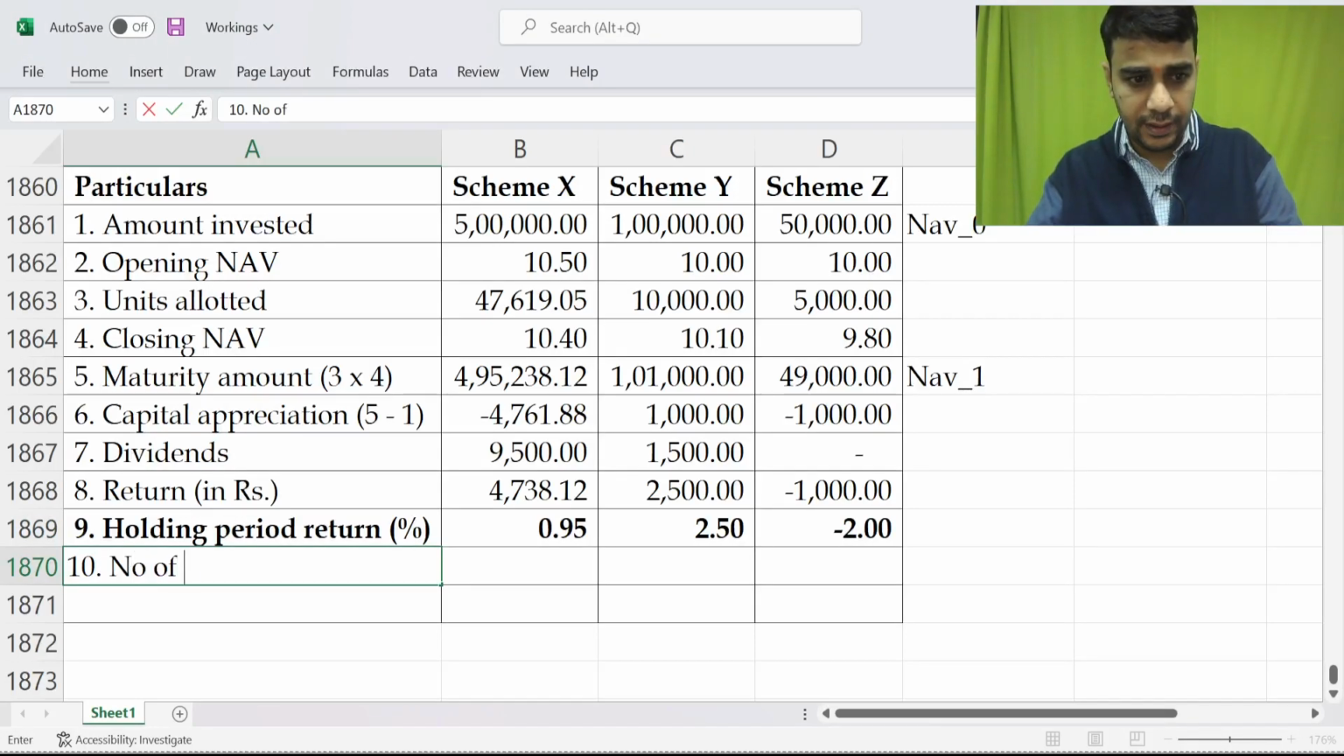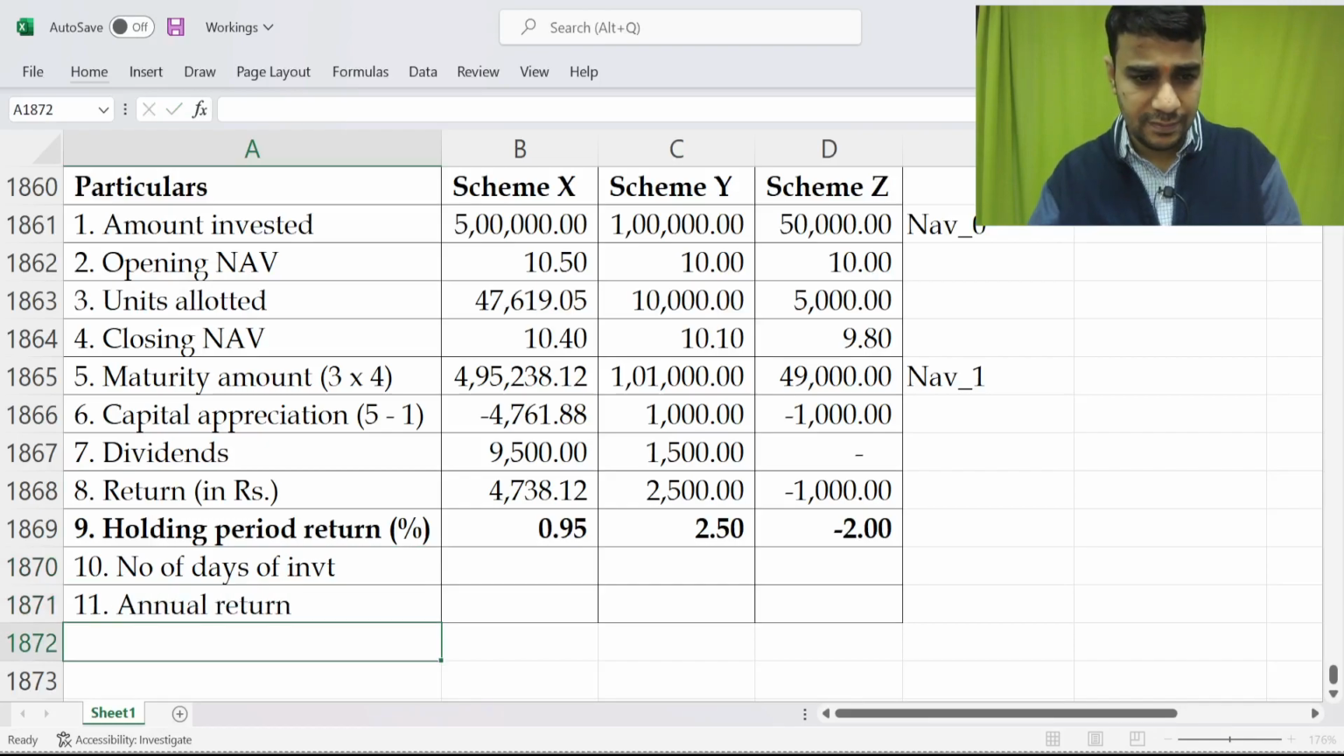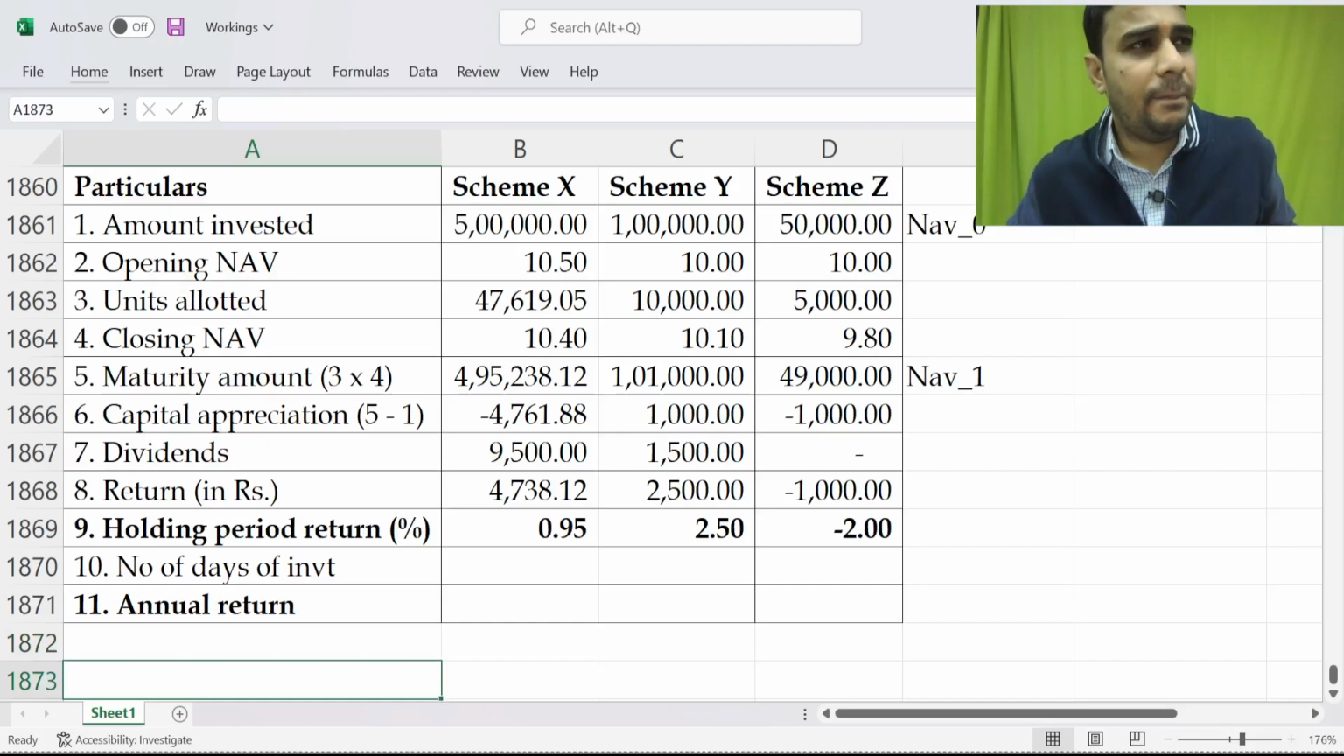Number of days of investment, annual return. Now listen, technically I can still do this problem in months despite them giving the date of investment. Sometimes ICI does that also. So when you write your final answer, you can say alternatively this can be calculated in months.